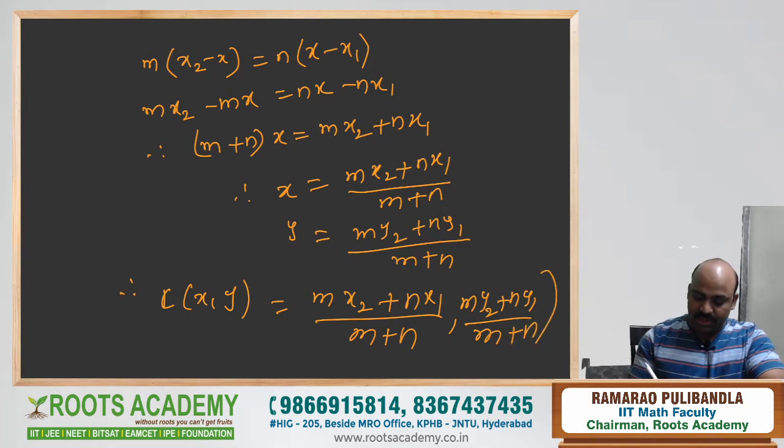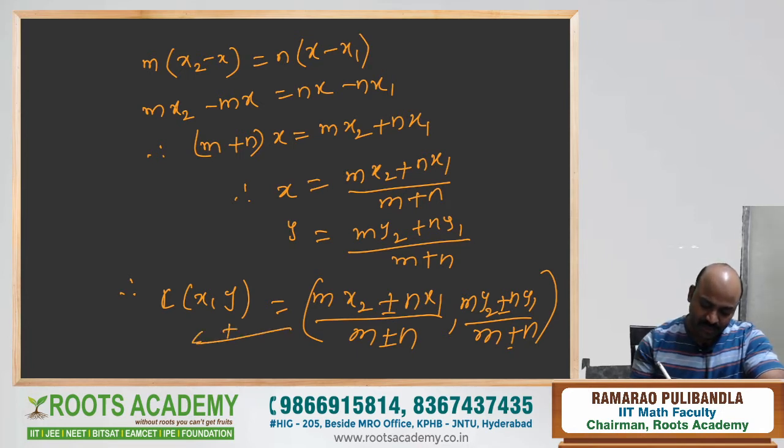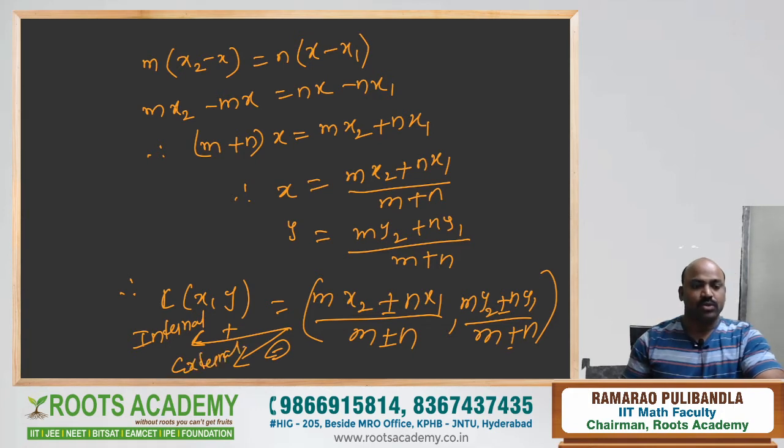So this plus sign is saying internal division. If I take a minus sign, I will get the minus sign for external division. So here is the logic, students. Plus is for internal division, when the point C is lying internal, and minus is for external division. So this is about the basic concept, right?